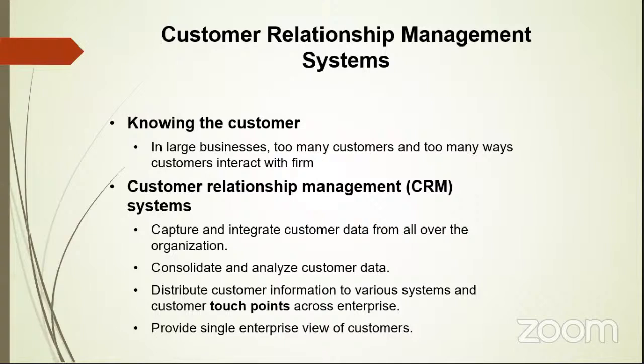The third kind of enterprise software is customer relationship management systems. The goal is basically knowing the customer as well as possible in terms of their interaction with the firm. The CRM captures customer data from all parts of the organization, captures it in a database to analyze the data, and distributes it to all parts of the enterprise that need it. Those are called touch points. And so it has a single enterprise view of each individual customer. Next slide.